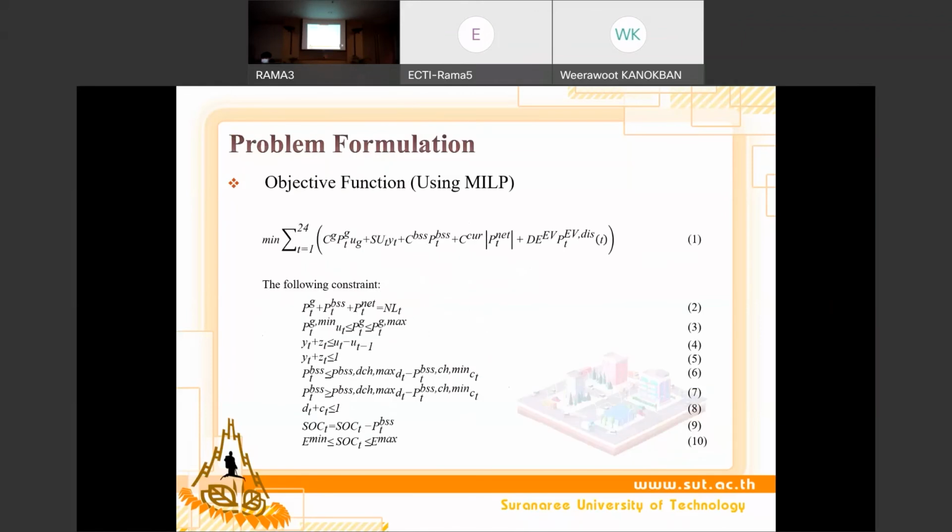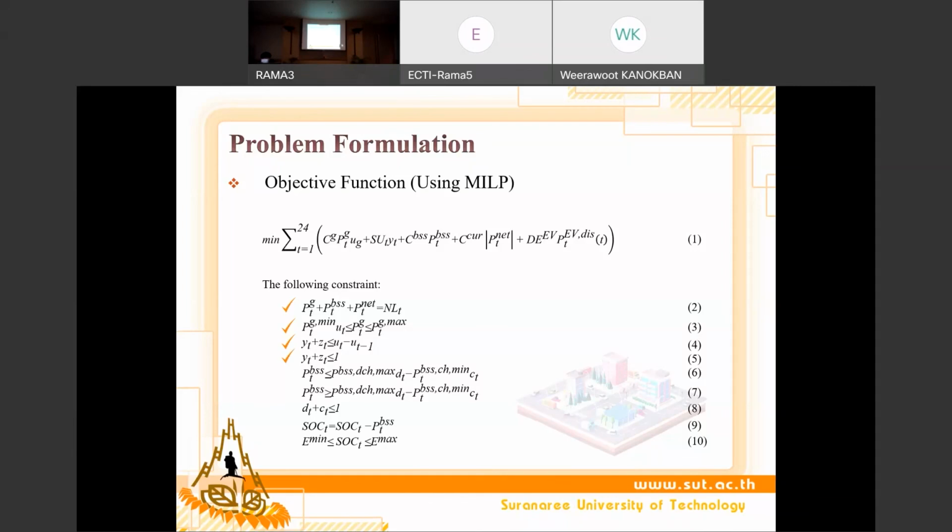The objective function and all constraints follow equation 1. The constraint where the power of the distributed generator, the power of the battery system, and the net power are equal to the net load means the power balance in equation 2. The boundary of the dispatch generator is checked by the state variable in equation 3. Equation 4 is a variable indicating the on and off status of the generator, and equation 5 shows the operation should not be on and off at the same time.